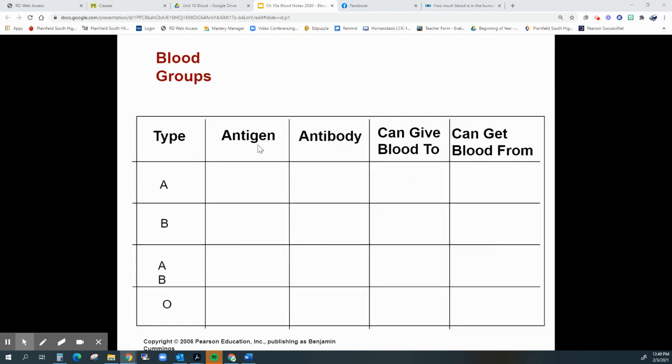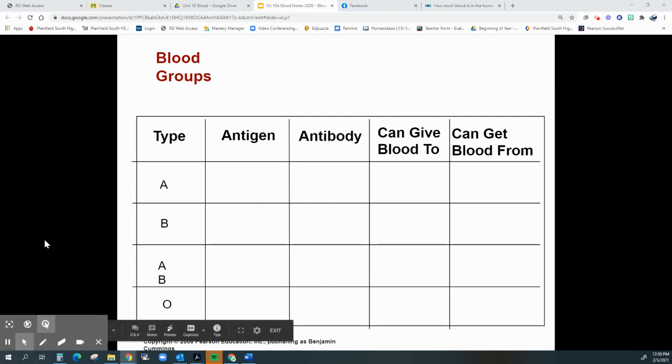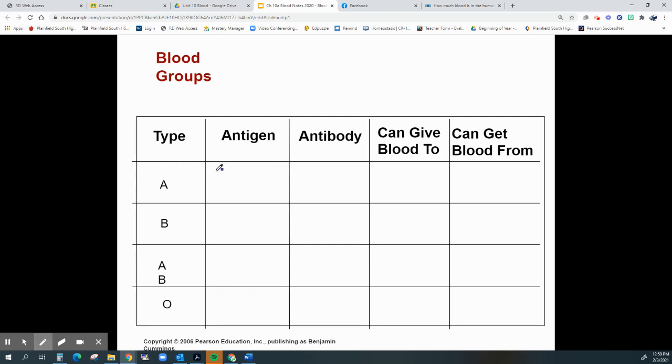Now if we look at this in terms of blood groupings, antigens are the proteins that they make. Antibodies are what they produce in response to those antigens. So if they make the antigen, they don't make the antibody. But if they don't make that antigen, they make the antibody in response. Let's go ahead and fill this out real quick. Type A is going to make the A antigen. Type B would make the B antigen. Type AB would make both A plus B. And type O makes no antigen.